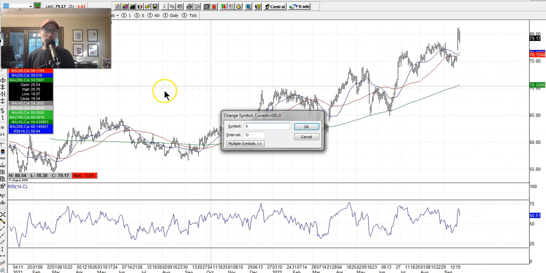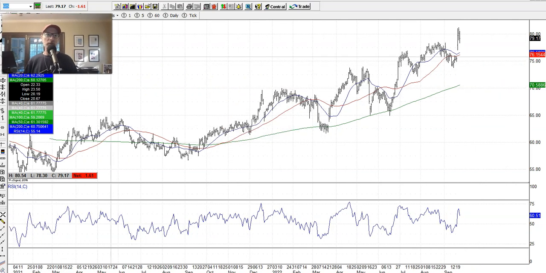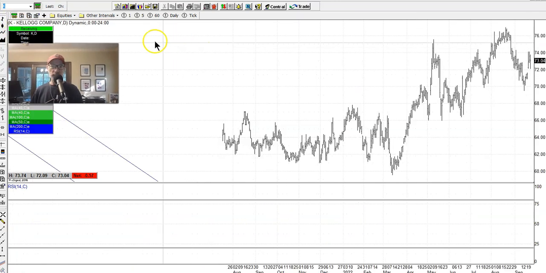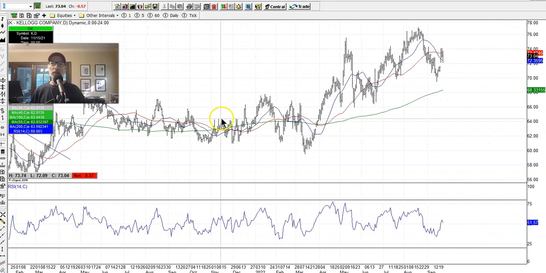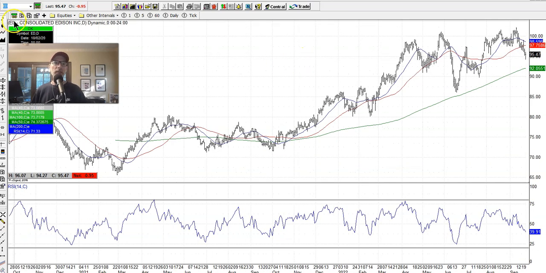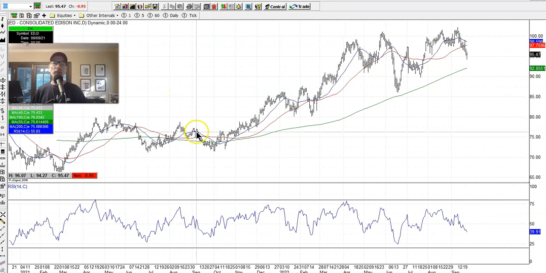Let me show you the symbol for General Mills, GIS. Here's Kellogg, the symbol is K. Kellogg is moving up too. So there are some companies that are bucking the trend. I show these other companies. This is Con Ed, Consolidated Edison, symbol ED. This is a utility company in the northeast of the United States. If you live in New York, you know Con Ed. That's your utility provider. It's moving up.